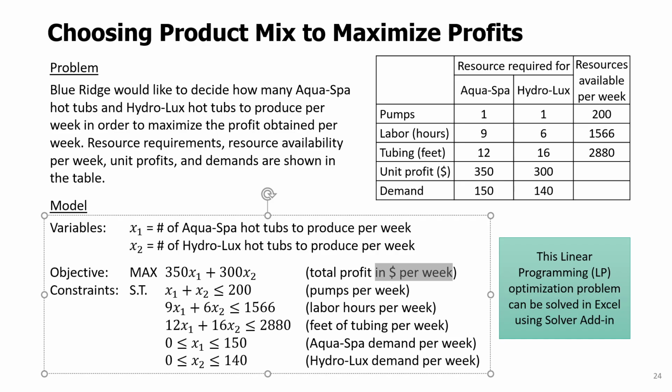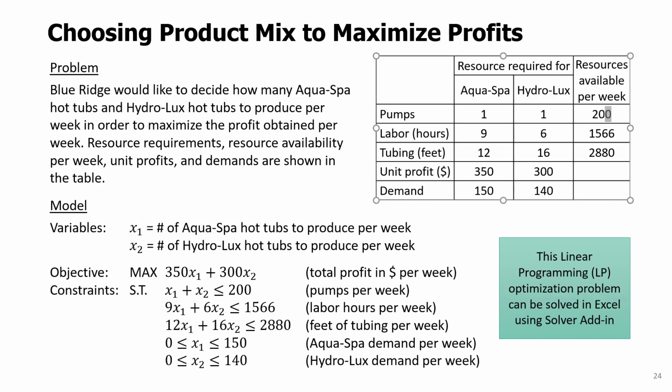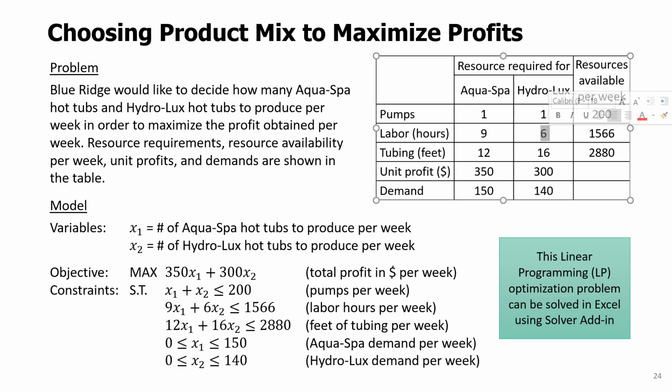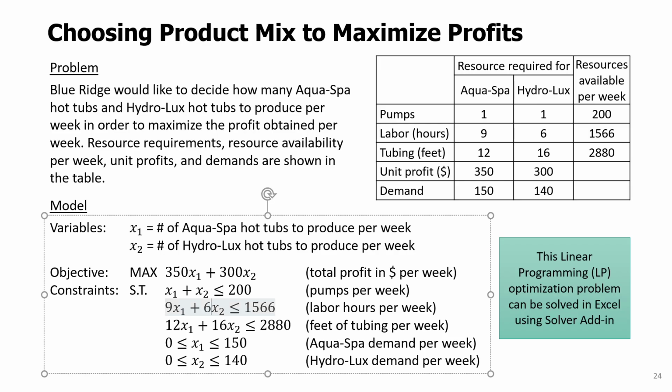This is going to take care of the pumps. We say total number of pumps, one pump for every product. The total number per week cannot exceed 200 that is available per week. And you see here the 1 and 1 that is used. And then we calculate labor hours the same way. We use 9 labor hours and 6 labor hours for the respective products. And this is the total available. So 9 times X1 and 6 times X2 must not exceed 1566.